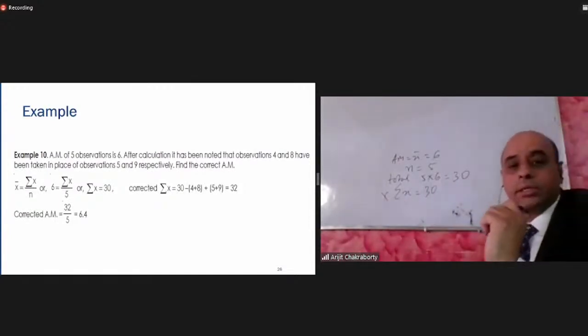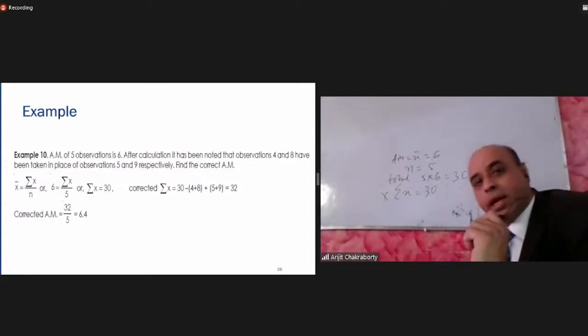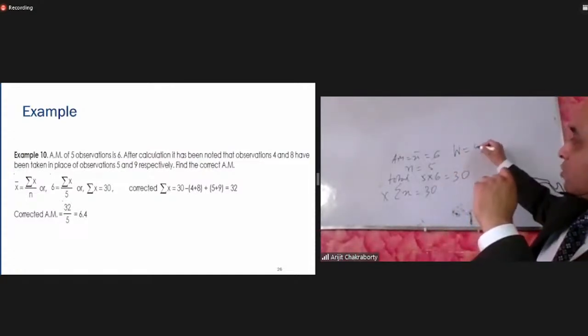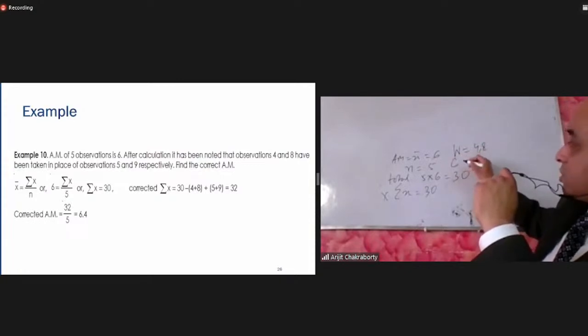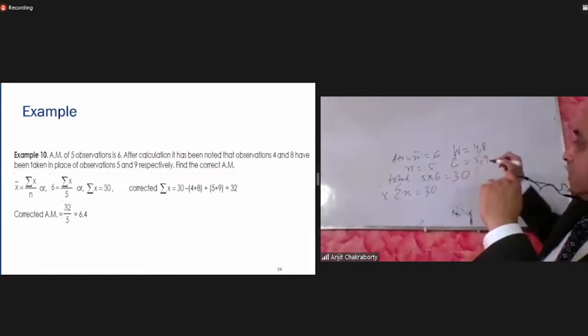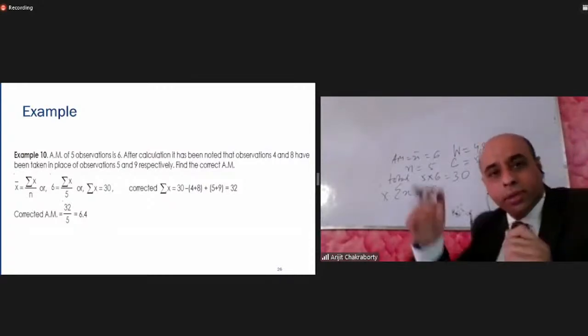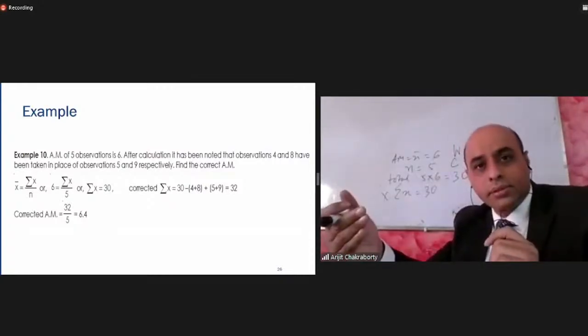Why? Because instead of considering 5 and 9, the observations 4 and 8 have been added. So 4 and 8 is the wrong observation. W stands for wrong observation, 4 and 8. Correct observation, C for correct, is 5 and 9. So what to do? You have to deduct the wrong observations and then add the right observations.